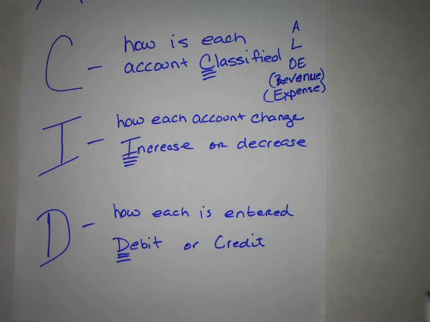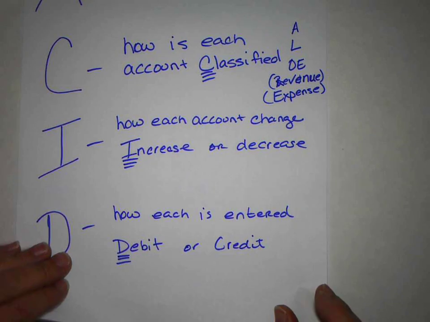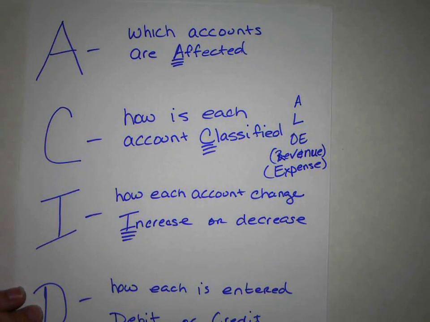Okay, so those are the 4 questions that you can ask yourself to determine where the number goes. What account it goes into. Is it going on the left side, the right side? Is it a debit? Is it a credit? Okay, is it increasing? Is it decreasing? Those are questions that you can ask yourself. That's your acid test. Okay? All right.